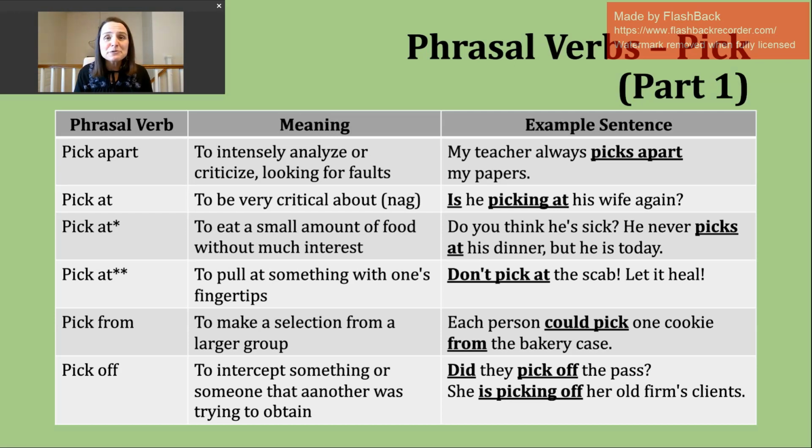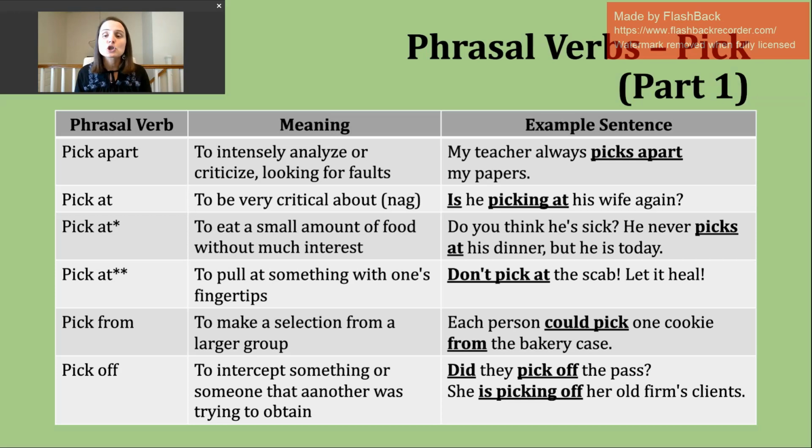Now let's move on to a new phrasal verb, pick from. This is going to go back to one of our main definitions. I think it was our second one here of making a selection from some larger group. So what comes after from in this case is going to be that larger group. An example could be, each person could pick one cookie from the bakery case. Okay, so the bakery case, that's that larger group.